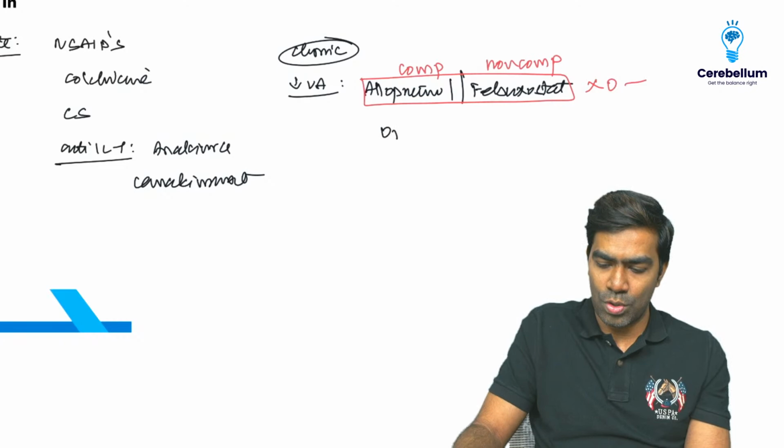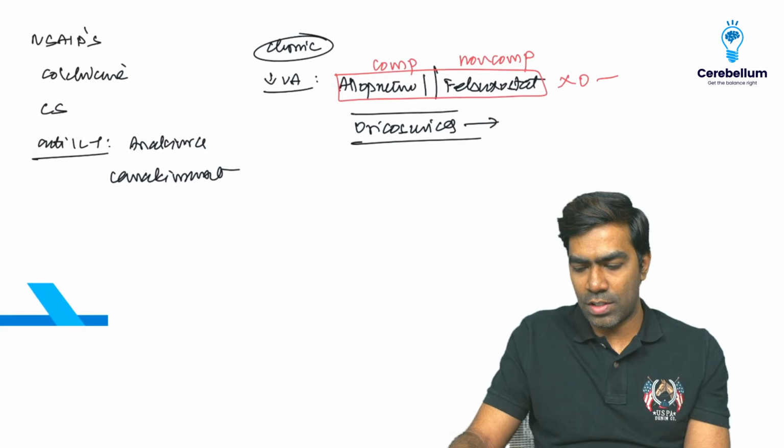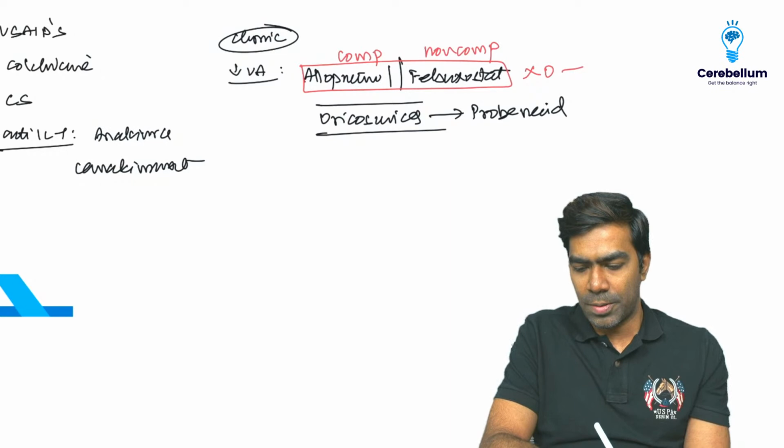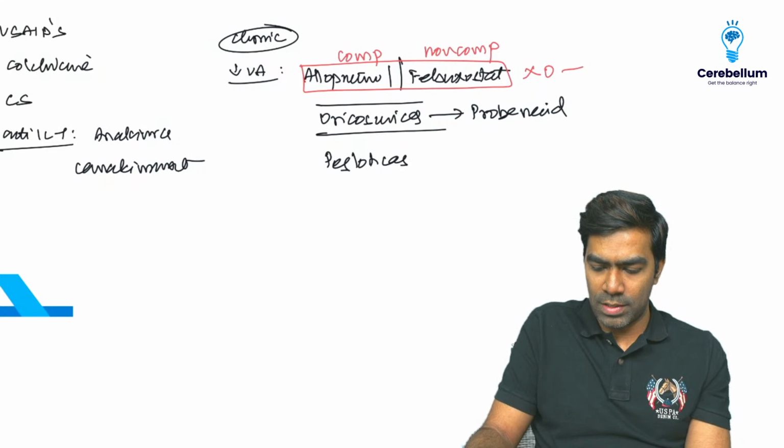What are the uricosuric drugs? We have probenecid, benzbromarone, and lesinurad. These are drugs that we don't use in practice that often, not very effective drugs. And the third option is pegloticase. This is used for chronic tophaceous gout.